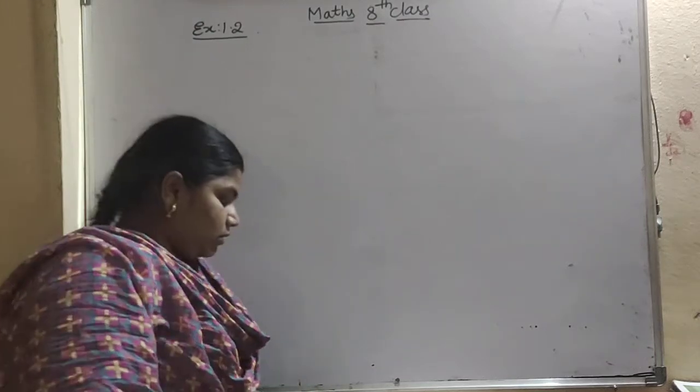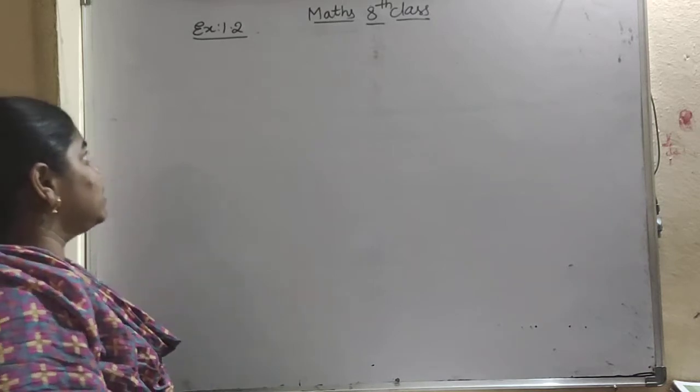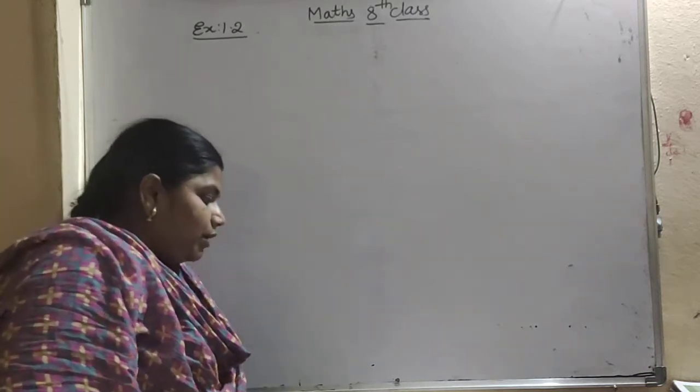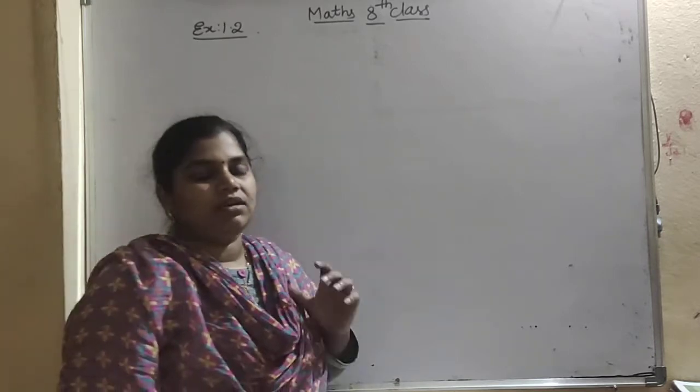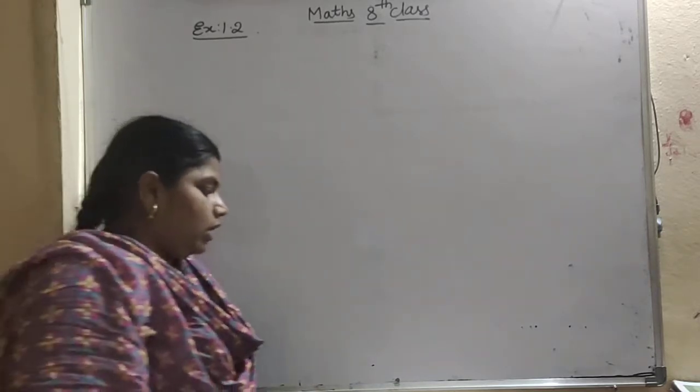So good morning everyone. We are starting our next exercise, that is 1.2. In that, represent these numbers on a number line. They have given two rational numbers, and we have to represent those numbers on a number line.